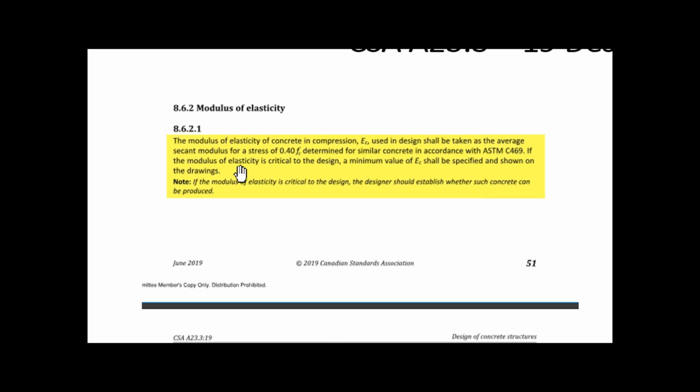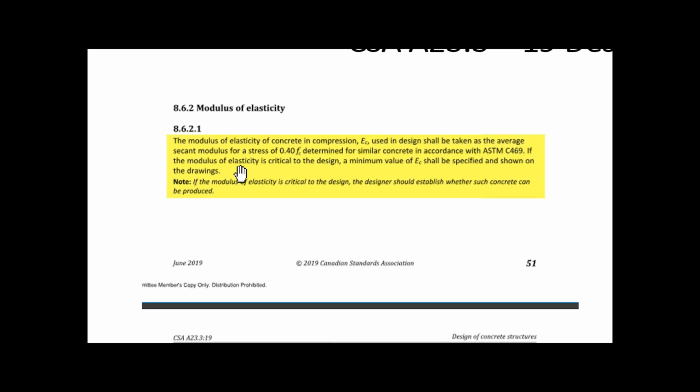So first of all, if I go into A23.3, which is the design code for concrete, I note that modulus of elasticity is defined, as you see here: modulus of elasticity in compression used in design shall be taken as the average secant modulus from a stress of 0.4 f'c, determined for similar concrete in accordance with ASTM C469. If the modulus of elasticity is critical to design, a minimum value of Ec shall be specified and shown on the drawings. That's an important attribute.